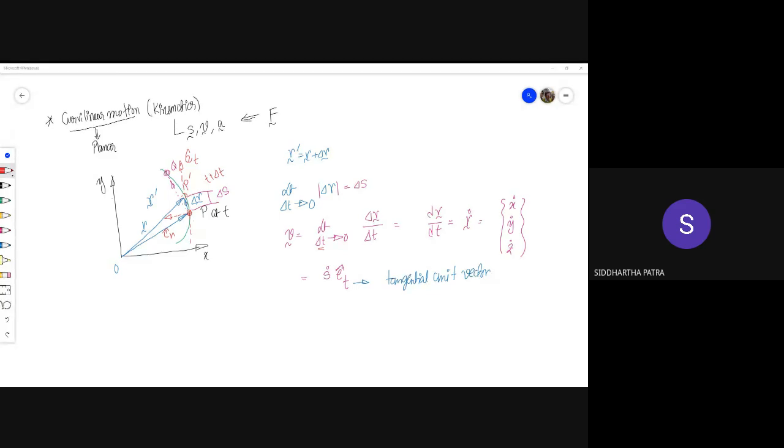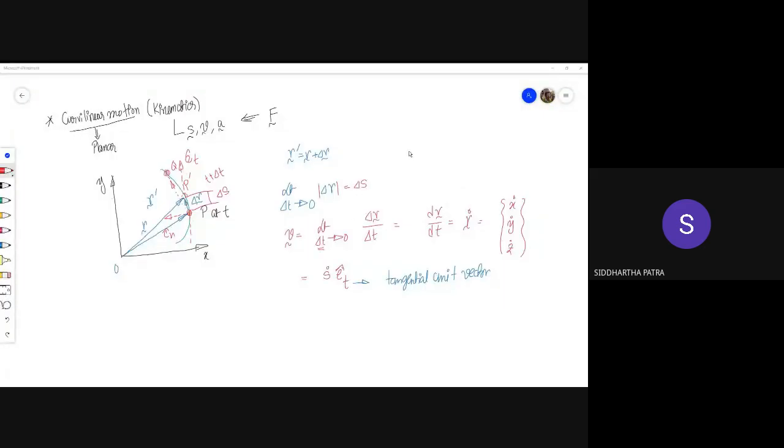Is it clear to everyone that in the limit delta t tends to 0, the incremental displacement delta r is actually tangential to the path? Is that clear? Sir, can you please repeat once more?